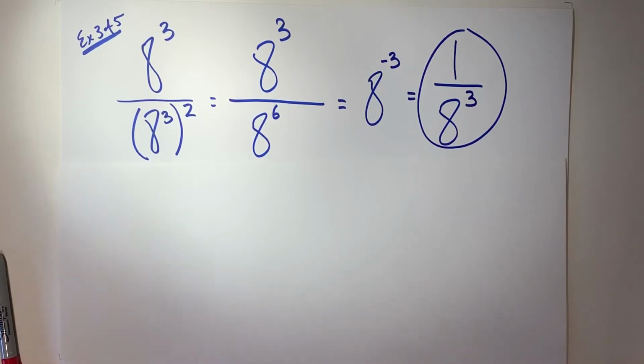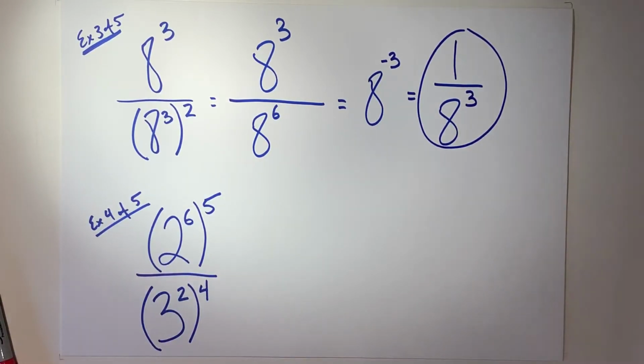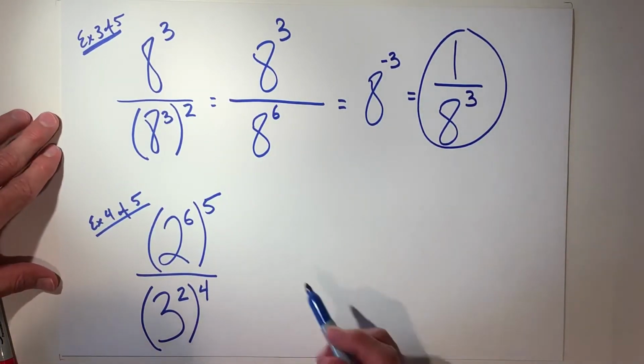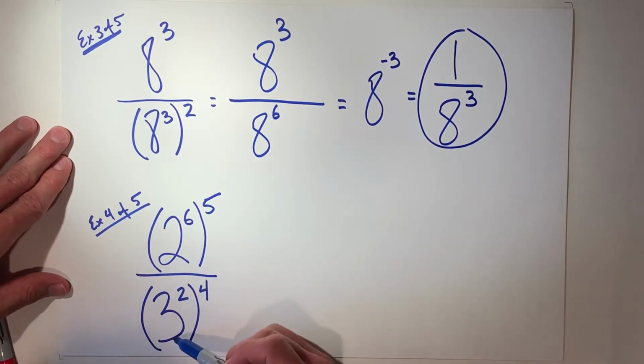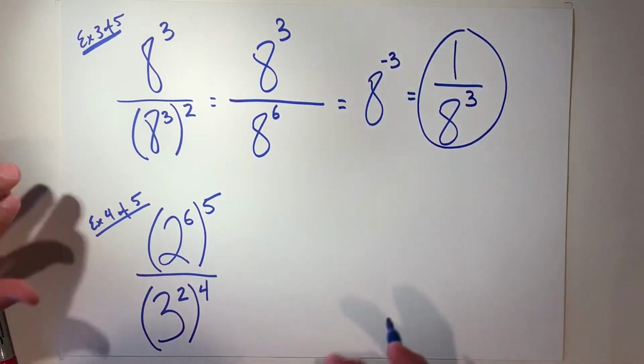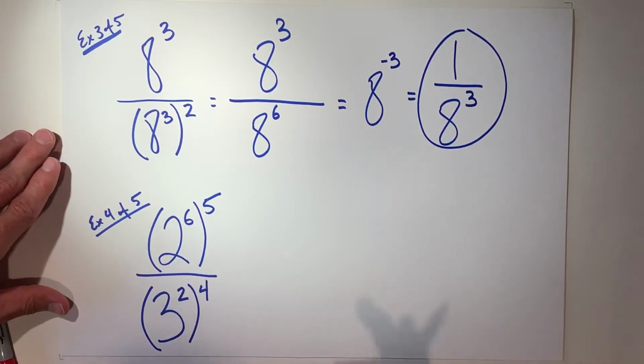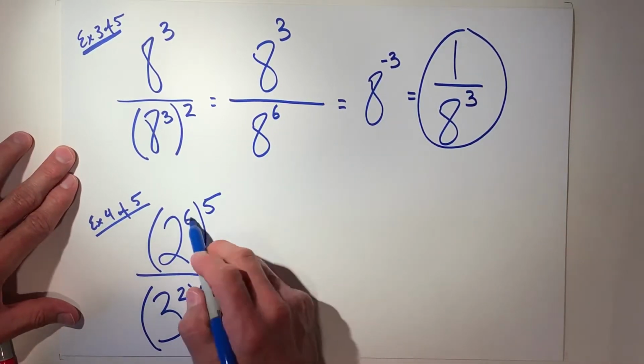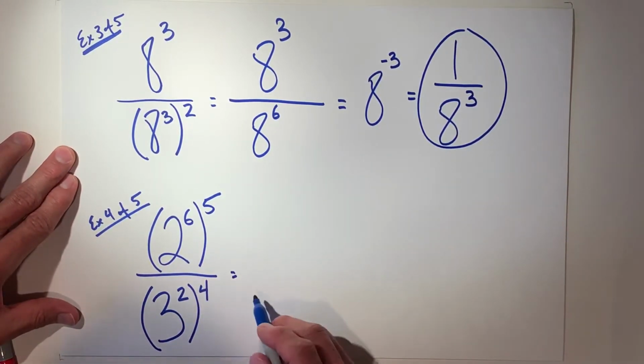Fourth of 5 examples, here it comes. This one has something different going on. I notice that I have a base of 2 and a base of 3, which makes me think I can't really do anything with the 2's and the 3's. And you would be right. But I can do something here and here.